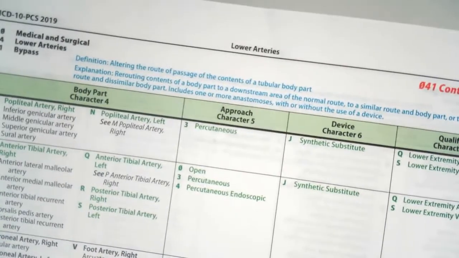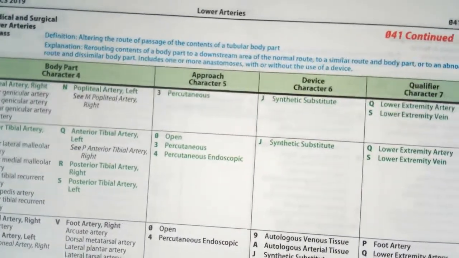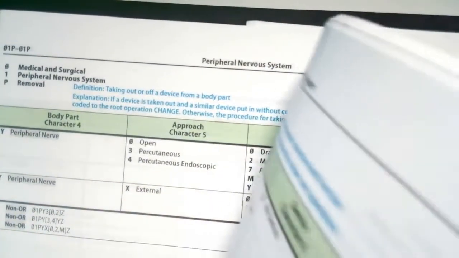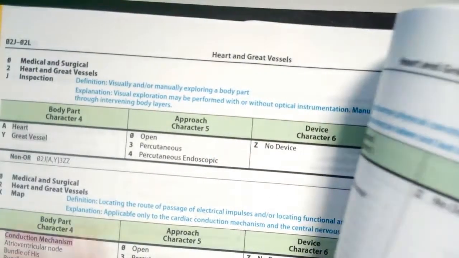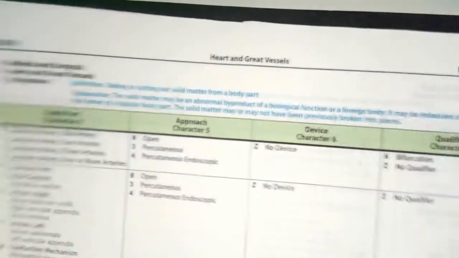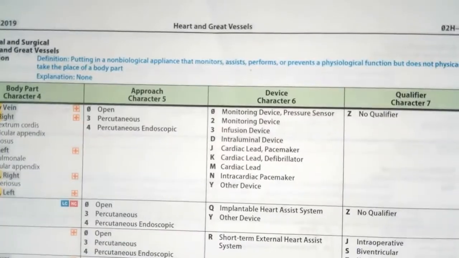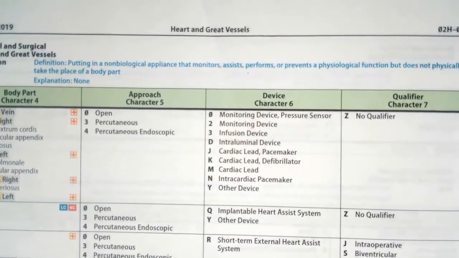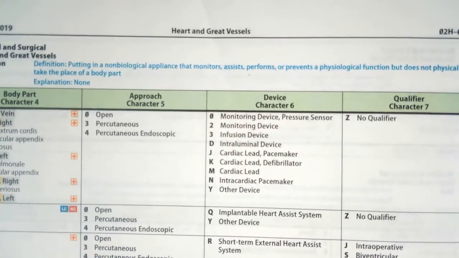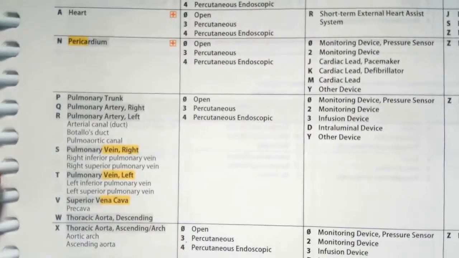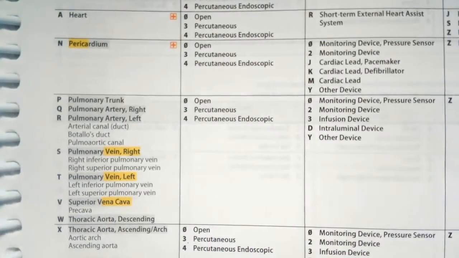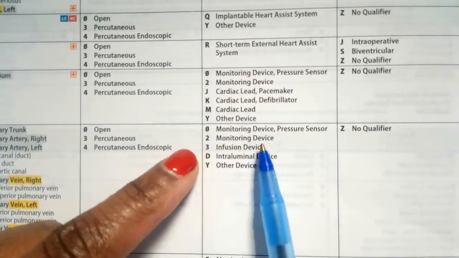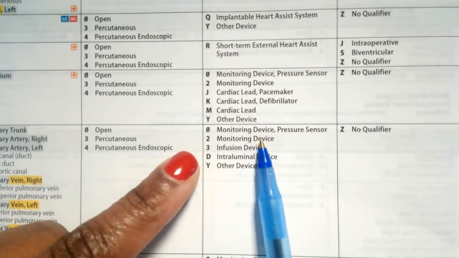All right, next we're going to pick up that Swan-Ganz catheter. And for that one, we need to go to table 02H, which is back the other way. 02H, my friends, and the body part was V, superior vena cava, approach percutaneous. Swan-Ganz is a type of monitoring device, so that's a 2, no qualifier.